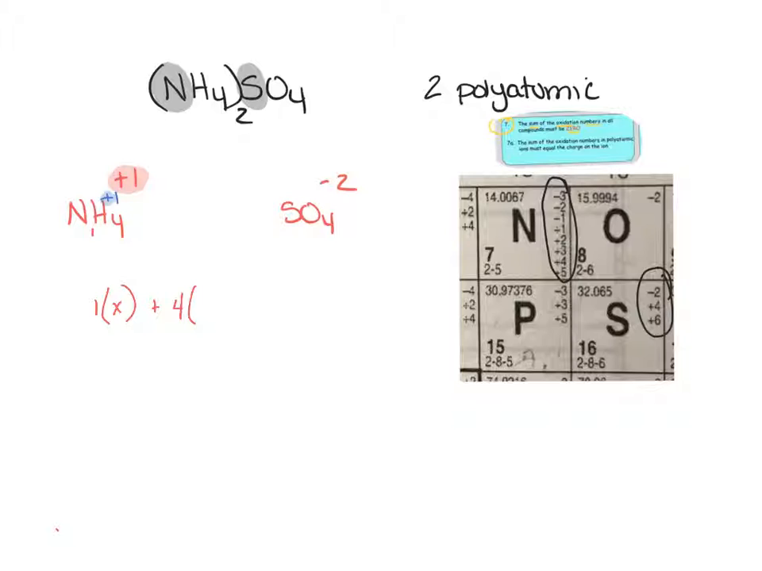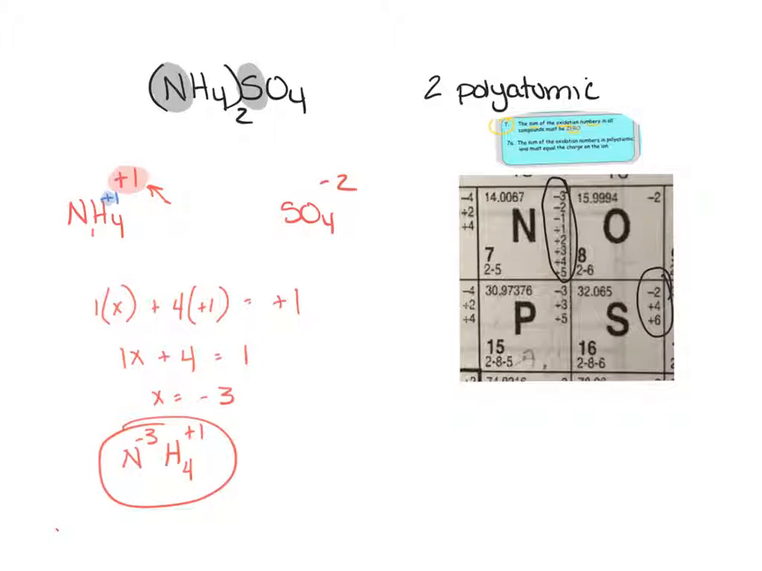That is because of the rule that says all hydrogens have a +1 charge unless they're with a metal, and nitrogen is not a metal. So we're going to make this a +1, so 4 times +1, and the whole thing needs to add up to this charge up here, which is +1, instead of adding to 0. We get 1x plus 4 equals 1. And then we have x equals -3. So we know that this nitrogen is going to have a -3 charge, and the hydrogen is going to have a +1 charge.